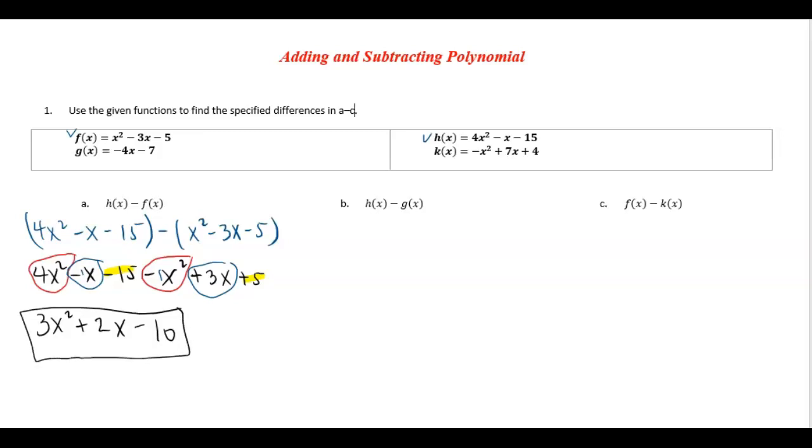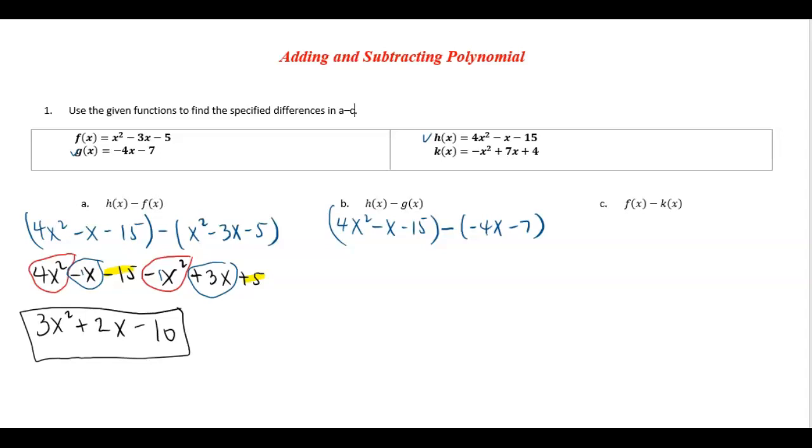Okay, that's it for that one. Second question. You have h of x minus g of x. So h of x is, we got is this, and then g of x, we don't need f of x no more. We're gonna check g of x. So we're gonna have 4x squared, that's for h of x, x minus 15, parentheses minus g of x is the binomial, negative 4x minus 7.